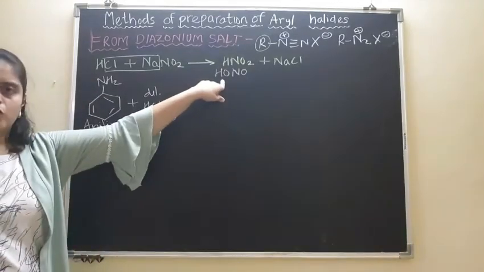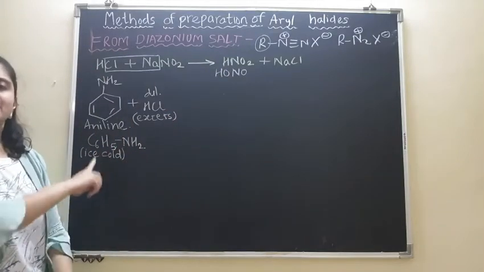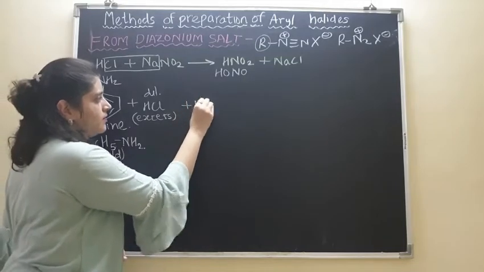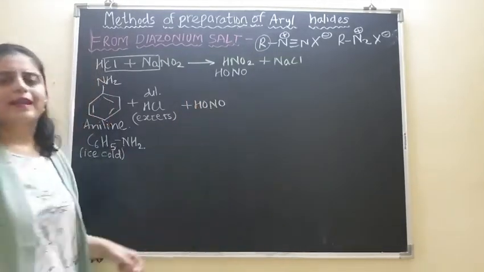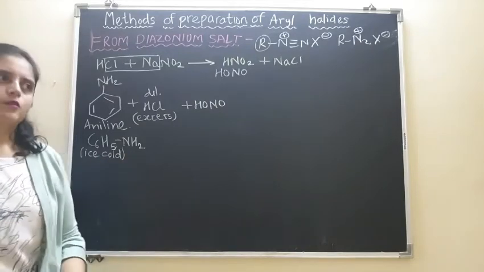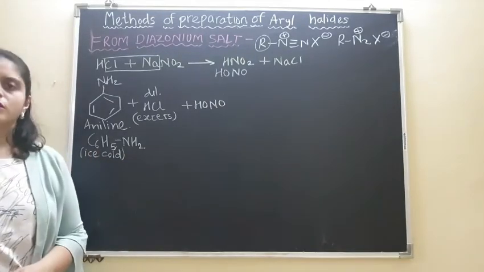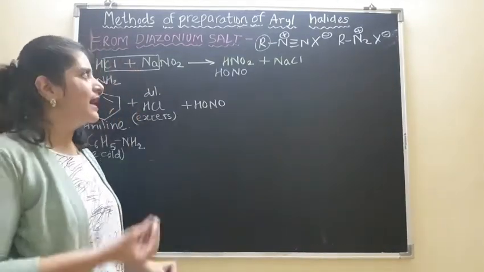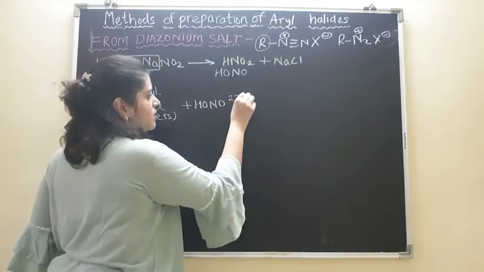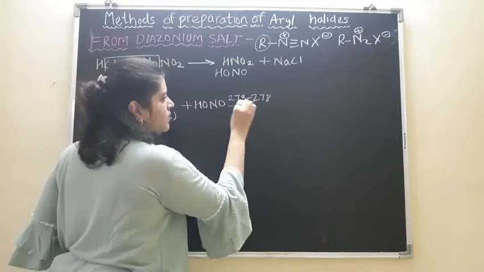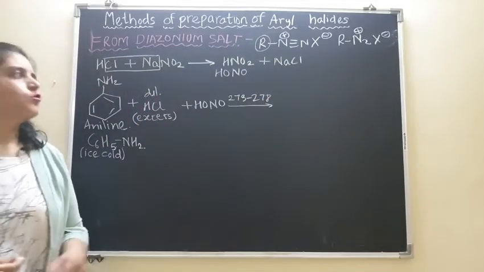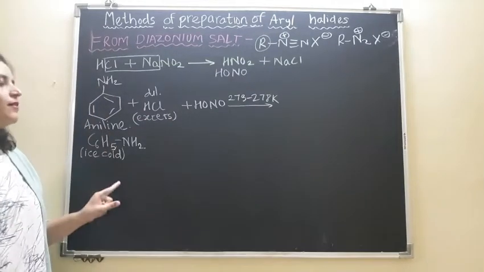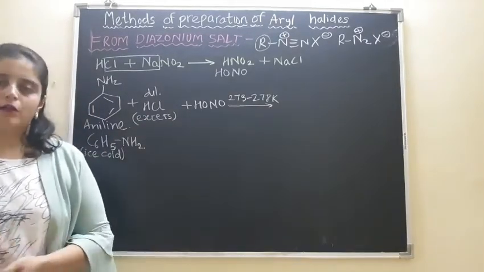Now this HNO2 or HONO will react with our aniline in dilute HCl. You may write HONO or you may also write HNO2. Here we have taken an ice cold solution of aniline, so the temperature should also be low. The temperature for this reaction has to be around 273 to 278 Kelvin. It has to be very, very low so that our solution becomes an ice cold solution of aniline.